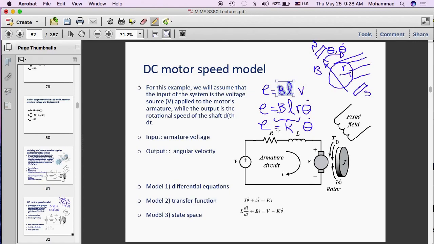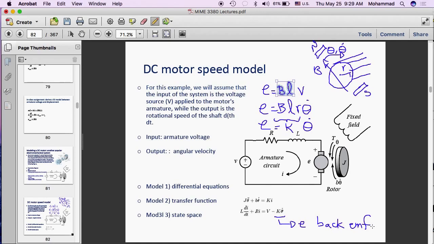This is again called back EMF, the voltage that is generated that you don't want to be generated. So that's why when you come to this equation, that voltage is opposing the actual voltage that drives the circuit. So this is minus k theta dot. So this is E, back EMF.